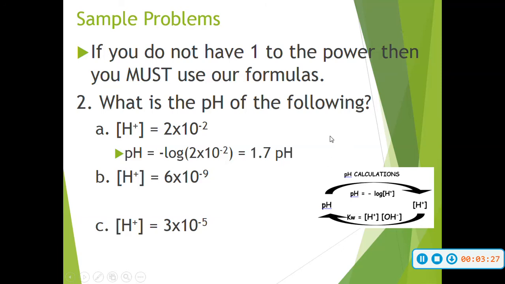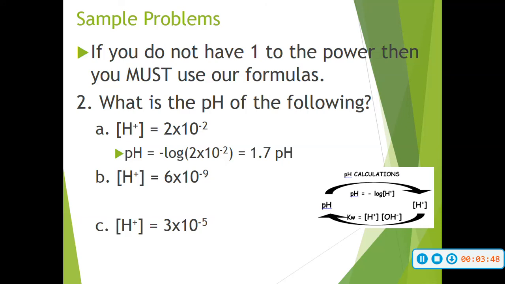Go ahead and take a second. Go ahead and pause the video. Try to practice doing A. Let's see if you get the same answer I did. And then go ahead and do B as well as C so we can see if you get the same answers as well. Pause it right now and then push play whenever you're ready.